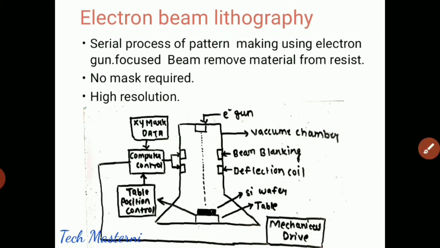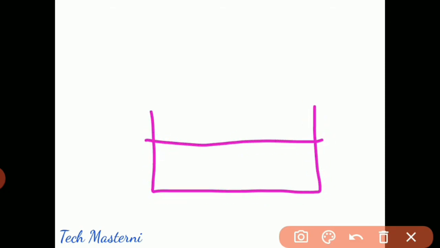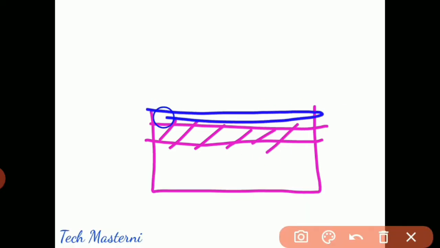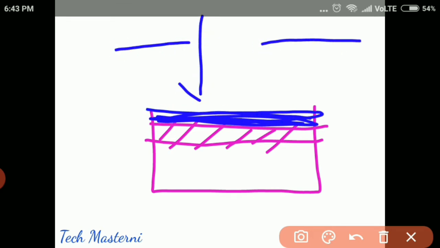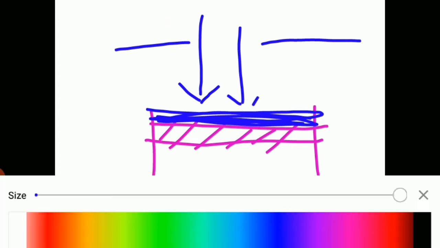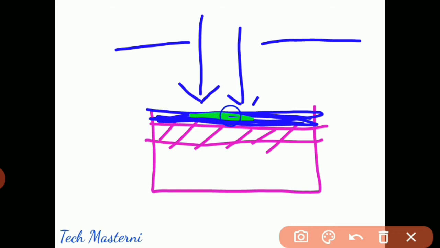Now let us understand here. In a photolithography process, this is my P substrate over which I have my SiO2 over which I have placed my photoresist. And there I have my mask, and when the light falls upon it, it will create a window over this particular region. So the window will be created simultaneously in all the regions. So this is called a parallel process. Now in electron beam lithography, I have a serial process.